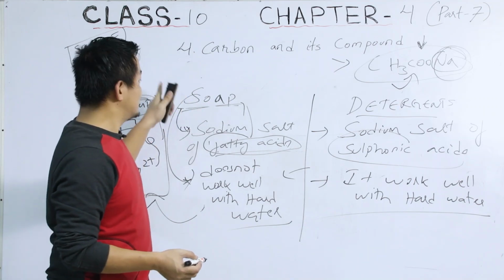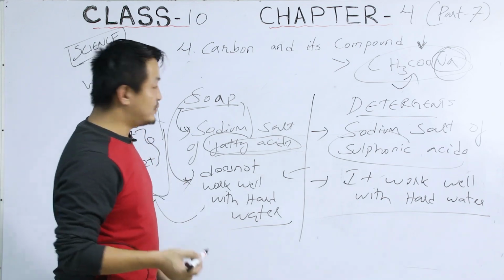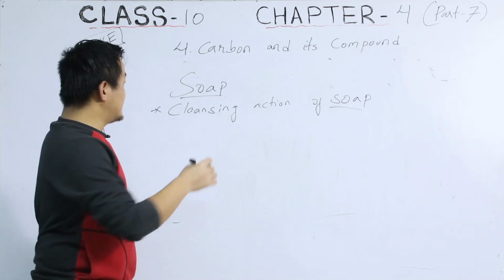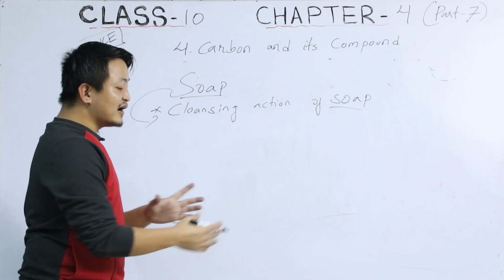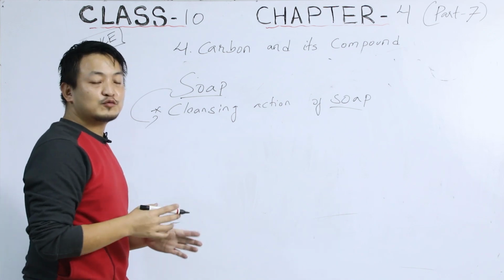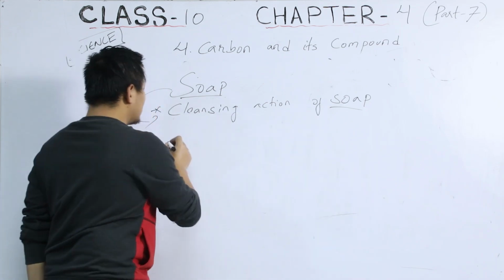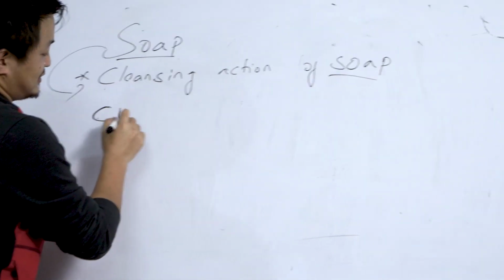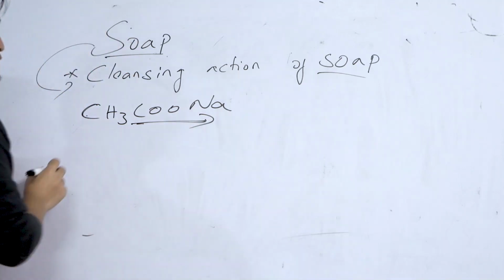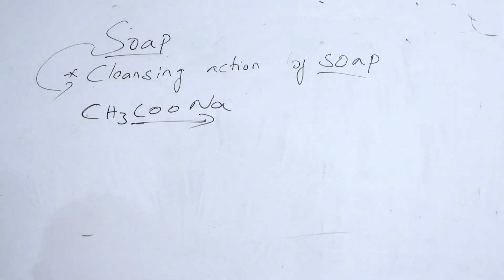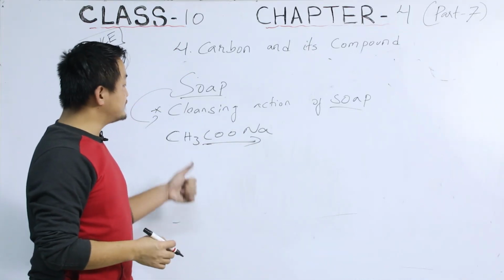Let's see that. The next topic is the cleansing action of soap. Students, now let's discuss the cleansing action of soap, in other words, how does this soap work inside the water? Clear? Now, the structure of the soap molecule is like this. This CH3COONa is sodium ethanoate, right? And sodium ethanoate is what we use for the preparation of soap.